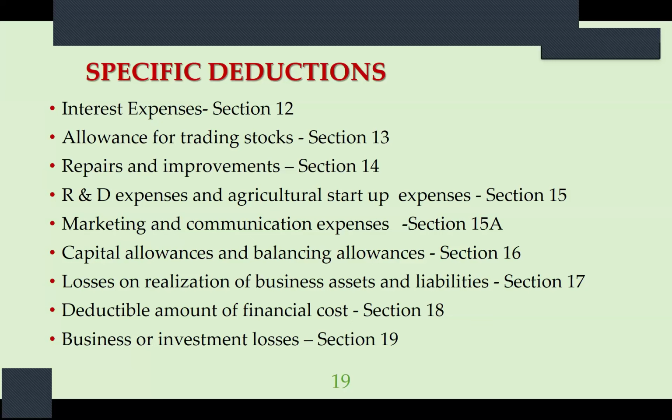The next important thing is, under section 11, we cannot deduct capital nature expenditure. But from section 12 to section 18, we can deduct capital nature expenses also, but subject to some limitations, not the total amount. Therefore, deduction under specific deduction rule is very important because it has more benefits than section 11.